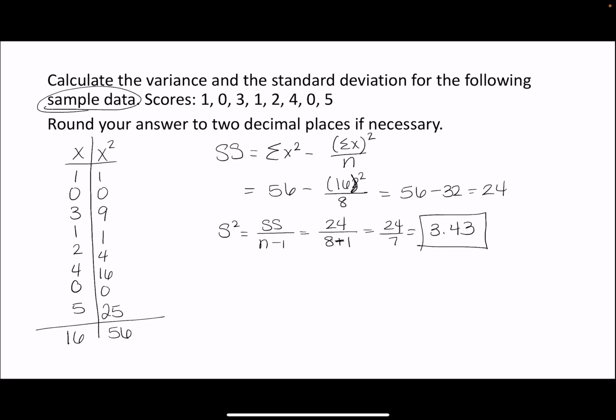There is our variance. And then remember, all we do for our standard deviation is take the square root of 3.43. That's going to give us 1.85, and there's our standard deviation. So again, just make sure you remember those formulas for sum of squares. And then the only difference between sample data and population data is that denominator when we're doing our variance. For population, it's just n. For sample, we do n minus 1.